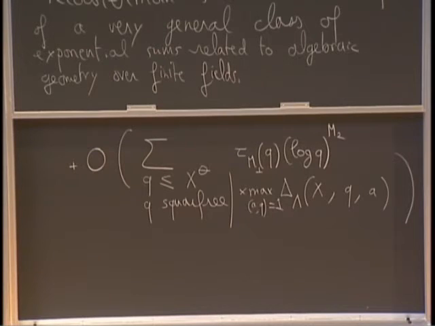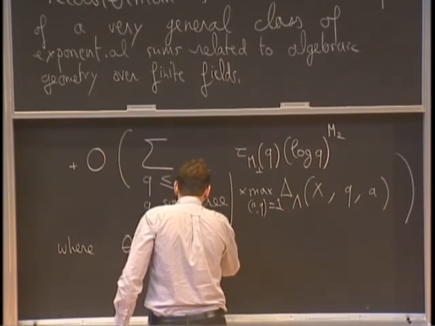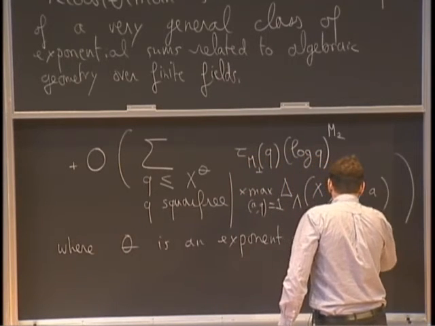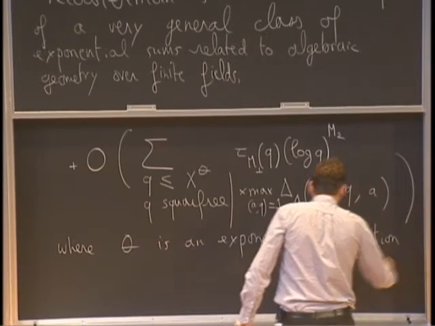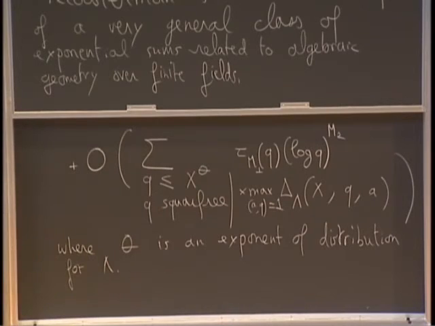Okay, so now if we want to analyze what happens, this is an exponent of distribution in the Bombieri-Vinogradov sense. So theta is an exponent of distribution for the von Mangoldt function. Okay. So we know we can take theta essentially 1/2. So let's look at the size of the first term. Of course we want this to be as large as possible so that we can subtract 1.